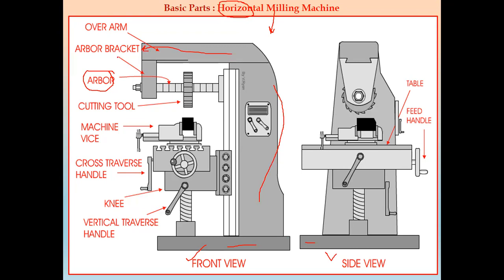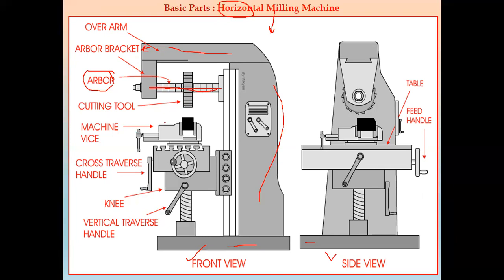Then we have the arbor bracket. In that bracket, the arbor is fixed, and on that arbor, the cutting tool is fixed. As you see in a horizontal milling machine, the cutting tool, or you can say this arbor, has a horizontal axis. So it is called a horizontal milling machine.